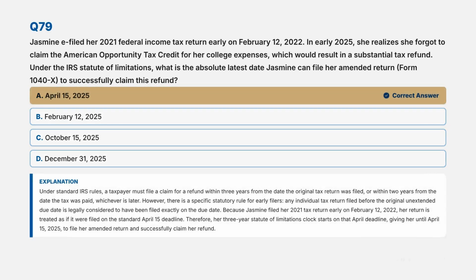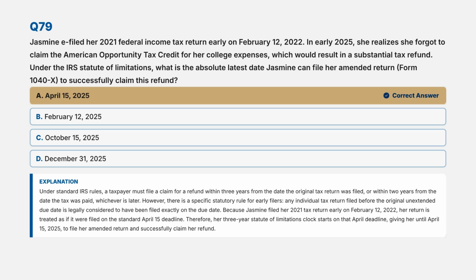The correct answer is A. April 15, 2025. Under standard IRS rules, a taxpayer must file a claim for a refund within 3 years from the date the original tax return was filed or within 2 years from the date the tax was paid, whichever is later. However, there is a specific statutory rule for early filers.